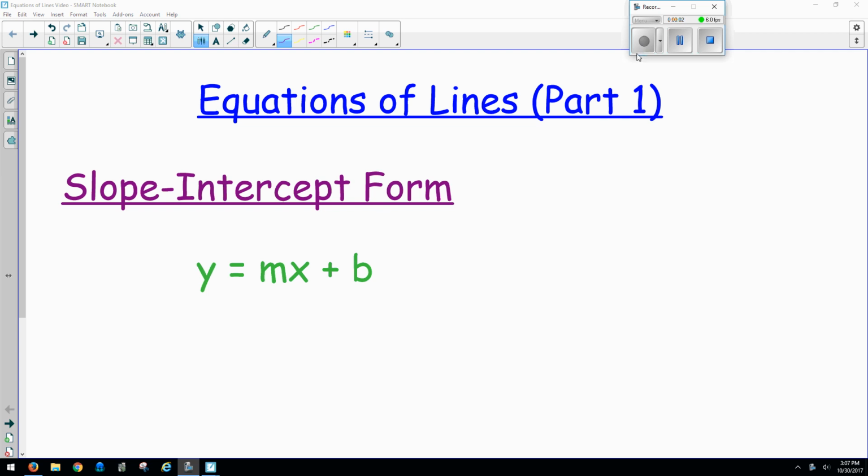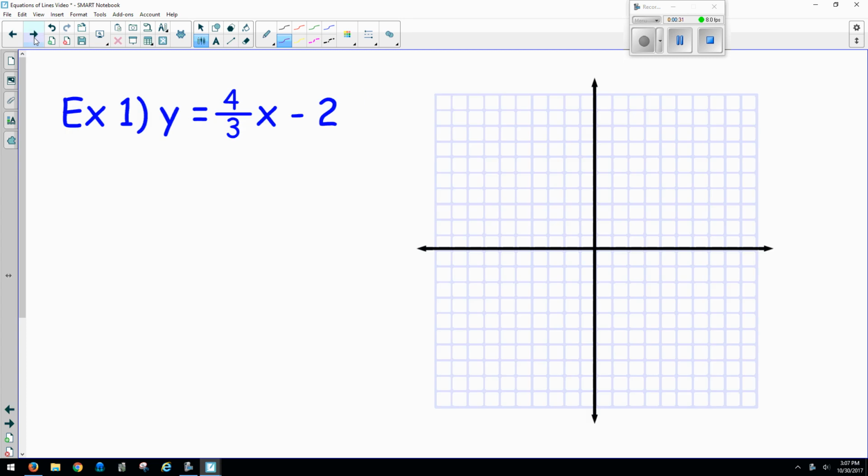Today we're going to be talking about equations of a line, and what we have right here is called the slope-intercept form of a line. So we already talked about what the m represents. The m is the slope, and b represents the y-intercept. And we've talked about both of these terms, but we haven't talked about them in this context. So let's see what that means as far as equations of lines.